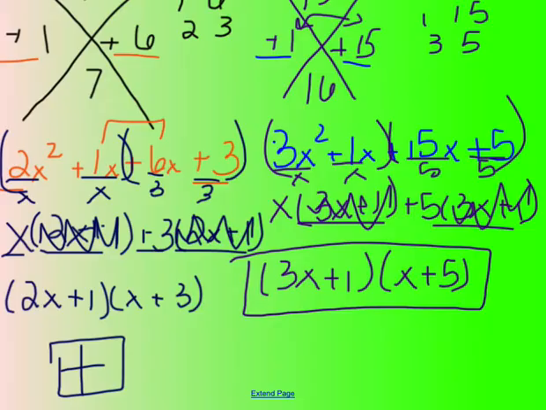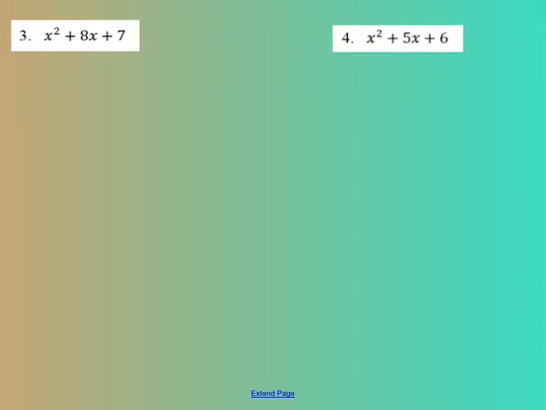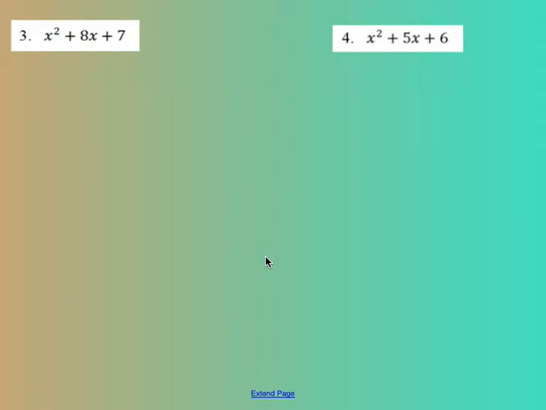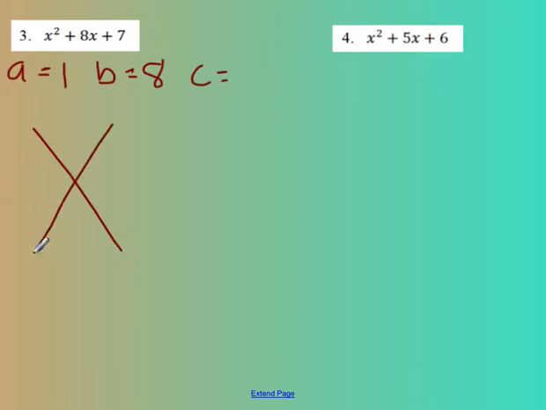Continuing forward, let's take a look at number 3. So for number 3, we want to figure out what our A, our B, and our C is. Our A is equal to 1. Our B is equal to 8. Our C is equal to 7. So now we need to set up our x. So we're going to take 1 and multiply it by 7. 1 times 7 is 7. So we're multiplying to 7 and adding to 8.